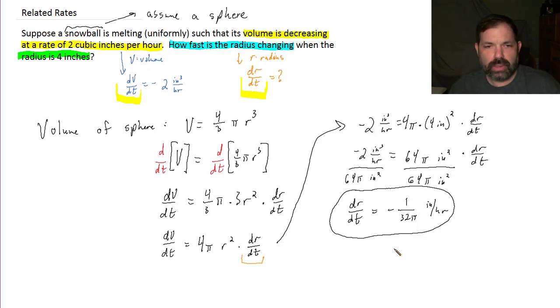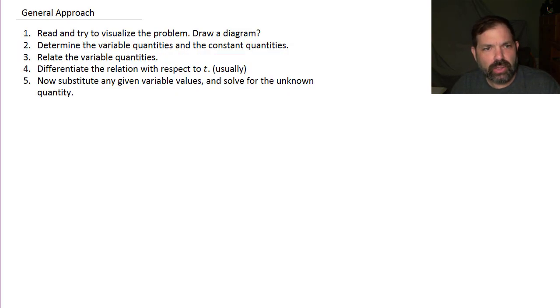So that was an idea of how to approach these problems. And let's formalize that a little bit. Here's a general approach, and here's basically what I did. I read through the problem, and I tried to visualize it. This one was fairly straightforward. It was just a sphere. I didn't really need to draw a diagram for this one, but I could have. But we'll see some later exercises where a diagram is going to be very useful in helping us understand the problem.